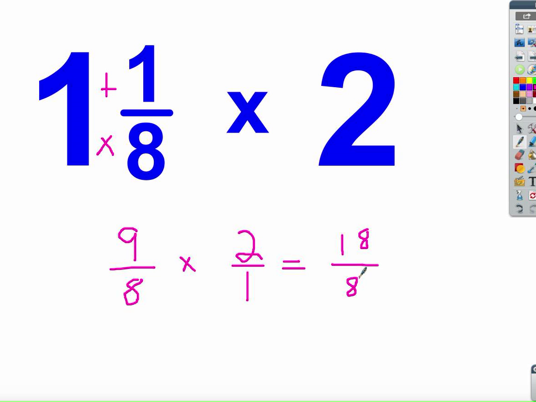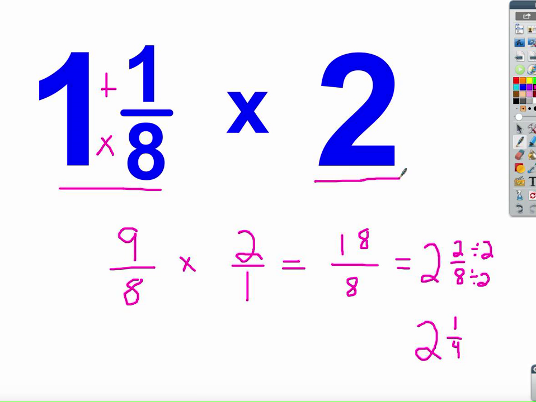18/8. And then since it's improper, 18 divided by 8 goes in 2 times with 2 left over. However, 2 and 2/8 is not reduced. We can divide them both by 2. That means our final answer would be 2 1/4.